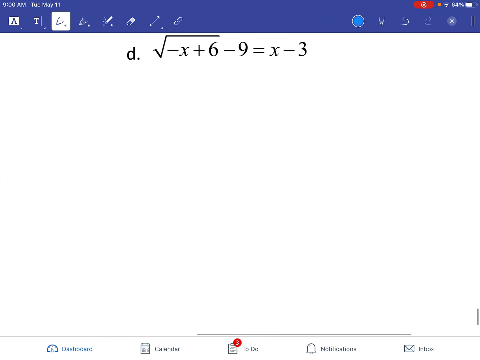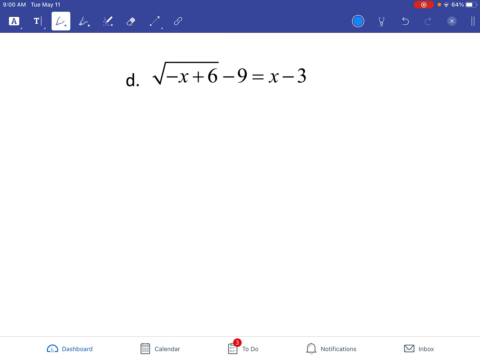Going over to the other one. Again, we have a radical equation. We have to get the square root sign by itself first, which means I'm going to add the 9 to the other side. So I have the square root of negative x plus 6 equals x plus 6. Now that the square root sign is by itself, I can square both sides. The square root and the square root will go away. I'll be left with negative x plus 6 on the left.